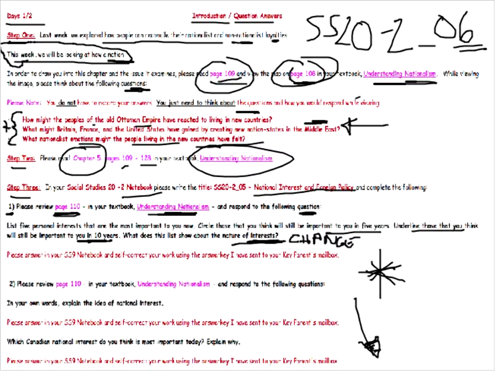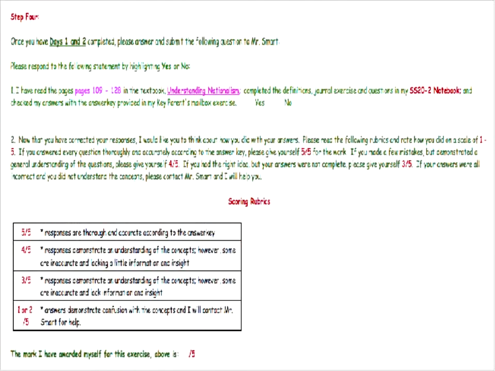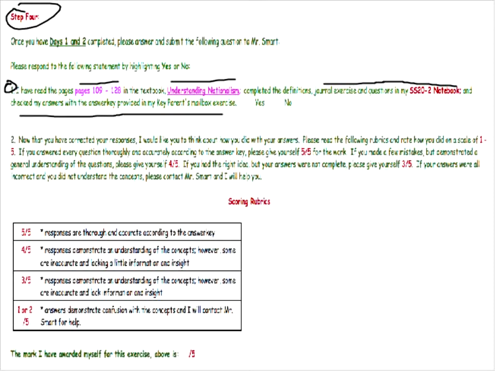So anyway, I want you to answer these in your notebook, and then there's an answer key in your key parent's mailbox, and when you're finished all of them, I want you to complete step 4. What you need to do for this step is answer yes or no to this statement. I have read pages 109 to 128 in the textbook Understanding Nationalism. I have completed the journal exercise and questions in my Social 20-2 notebook and checked my answers with the answer key provided in my key parent's mailbox.